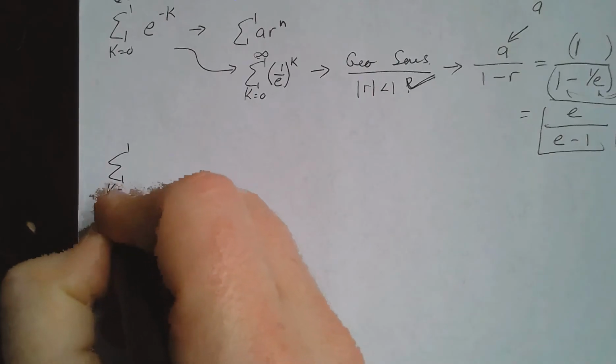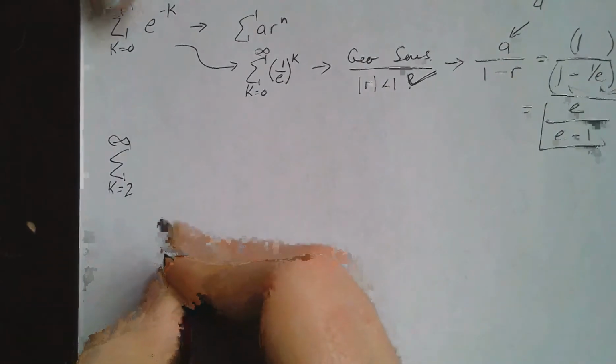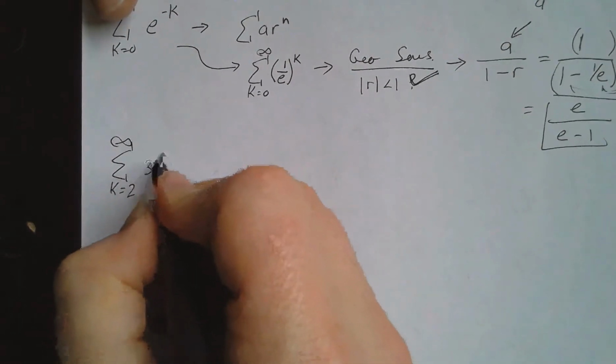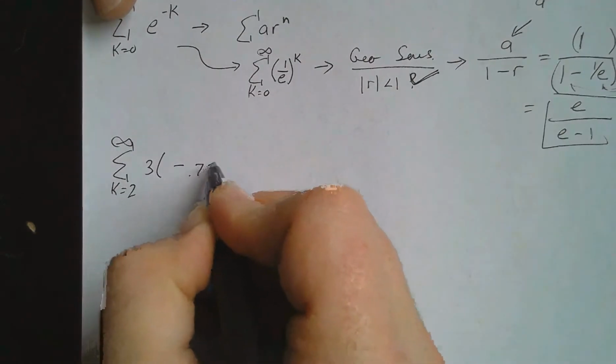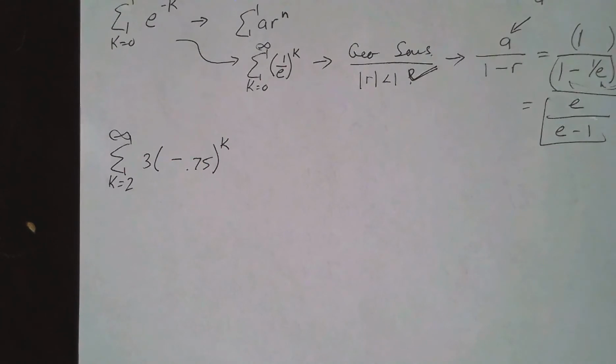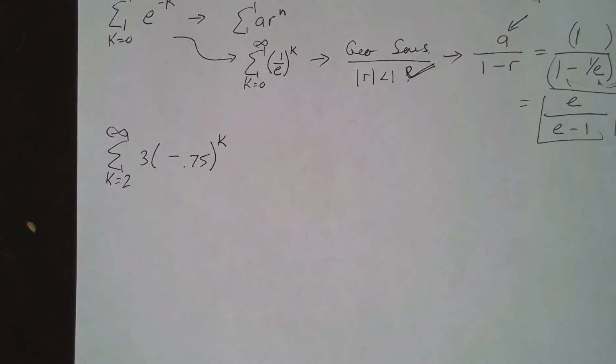Let's do this one more example. I'm going to start at k equals 2 this time, going to infinity. And the series will be 3 times negative 0.75 to the power of k. Now, when looking at this series, we can again, one more time, utilize the rules of the limit of partial sums. However, that seems like it's going to be a lot more work than it needed to be.